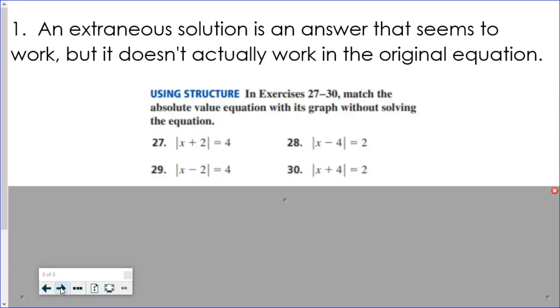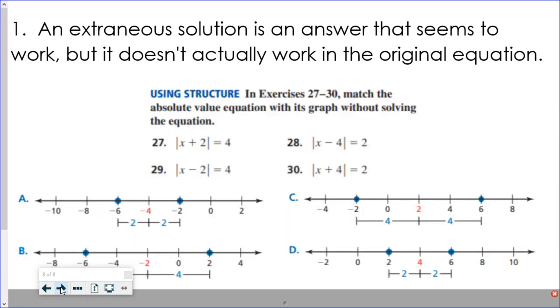This is a little weird. They are matching. So again, please remember, there are going to be 4 units from our center. And remember yesterday, this means it starts at positive 2, and then it's 4 units either way. So look at 29. C is actually the answer because it starts at 2 and it's going 4 units either way.